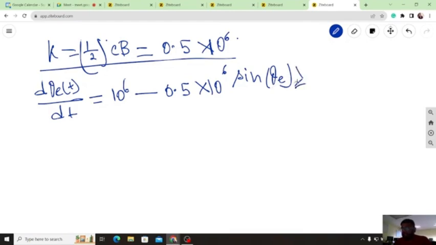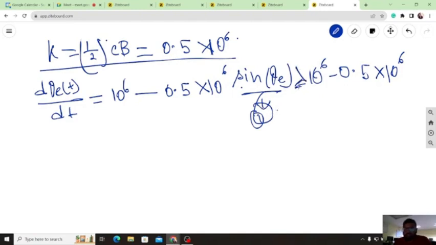And this value is obviously greater than, if I just omit the factor 10 to the power 6, because this sine value can maximally take the value 1. So obviously it will always be greater than 0, because the function value will be between -1 and 1.